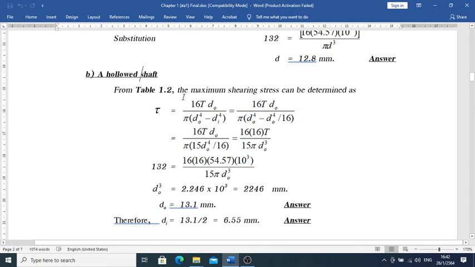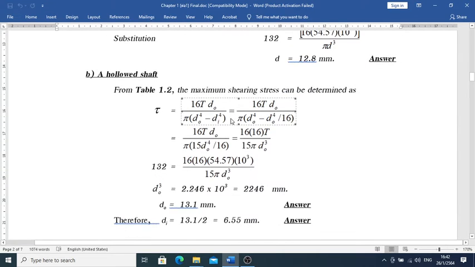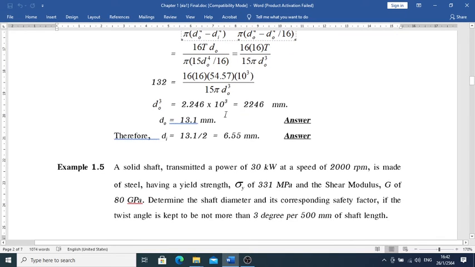And then for question number B, we have the hollow shaft. We just plug in the tau as an equation and solve for only one single parameter, which is d sub o. The problem said that d sub o over d sub i is equal to 2, so we switch everything to be d sub o and plug it in. So we've got d sub o as the answer of 13.1, respectively. The one thing left over is d sub i.